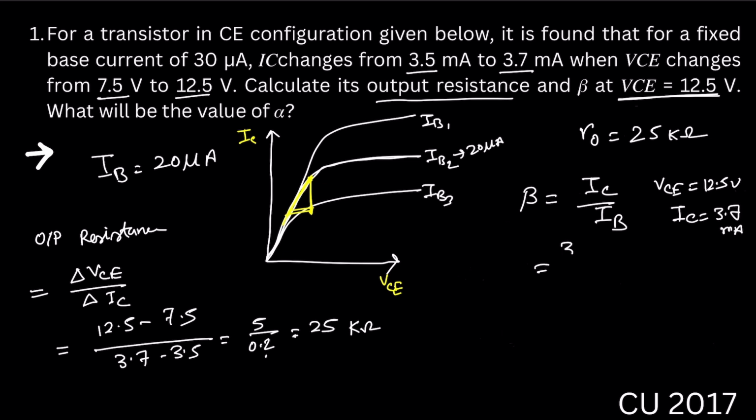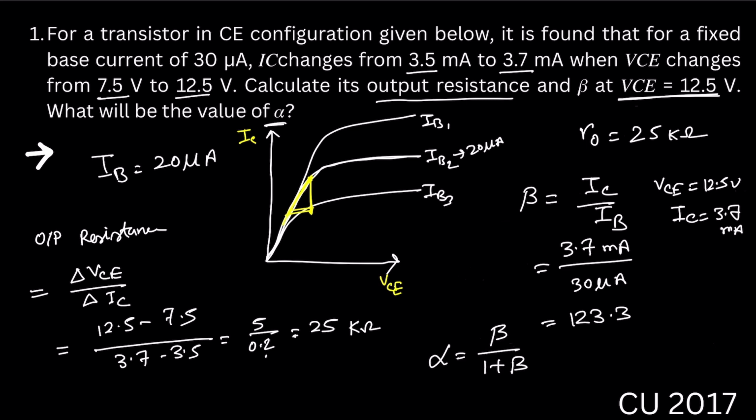Then we can write down 3.7 milliamps divided by 30 microampere. If we just divide this, we will get 123.3. Okay, and they need the value of alpha. What is the relation between alpha and beta? Alpha equals beta by 1 plus beta. So we can write down alpha will be 0.992. Okay, so this will be the answer. So go to the next question.